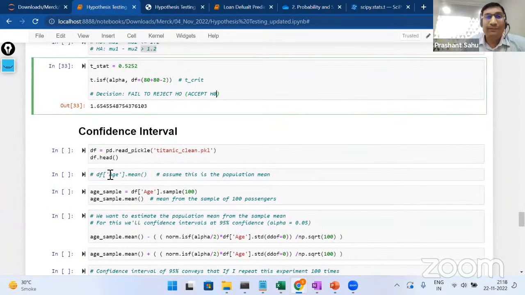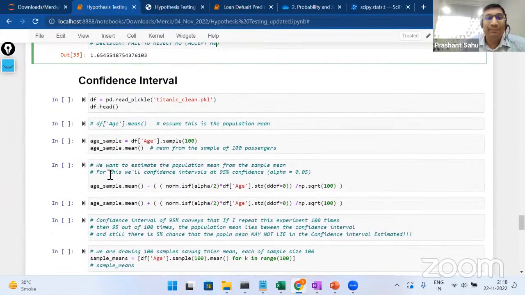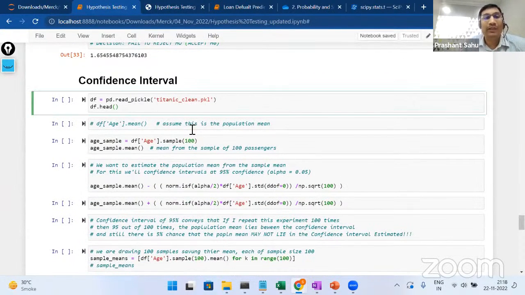So enough. I'll take another maybe 5 minutes to do a quick calculation on the confidence intervals. Okay.